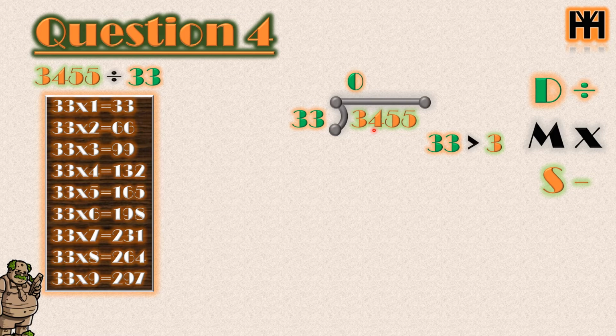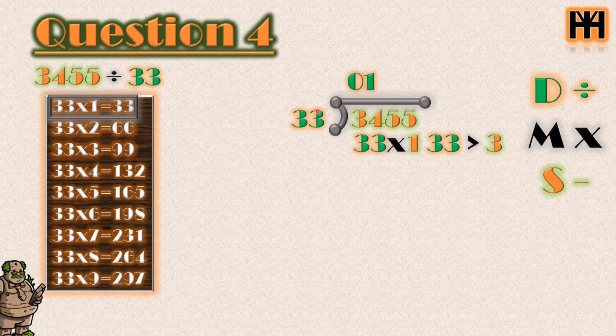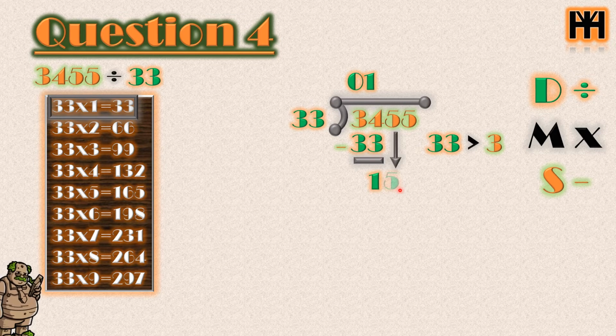Then it's 34. How many 33s are in 34? It's only 1, and it's obvious. So we'll write 1 here. Then you're done with the division. Now the multiplication. 33 times 1, it's 33. Then the subtraction. Subtract them. So the result will be 1.